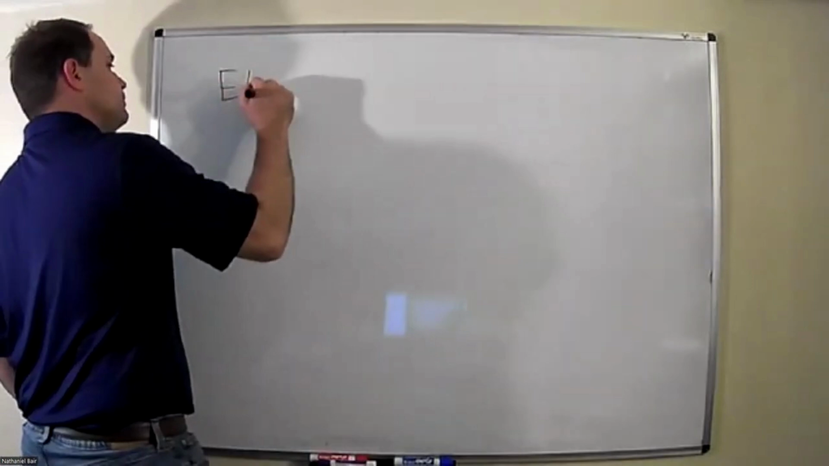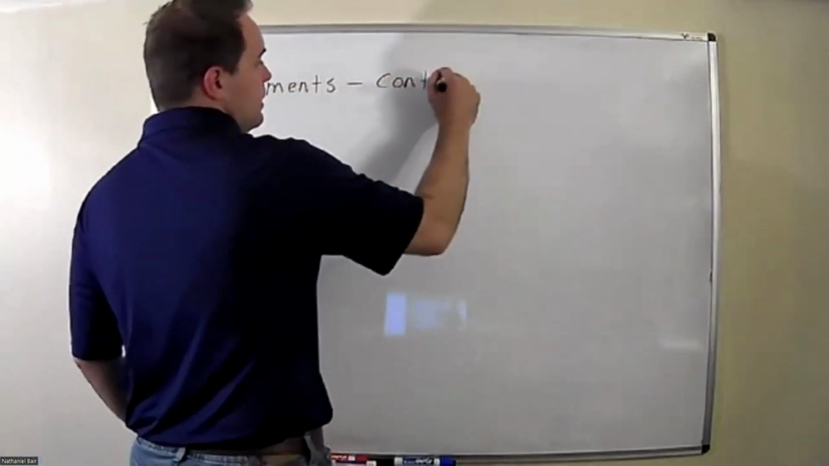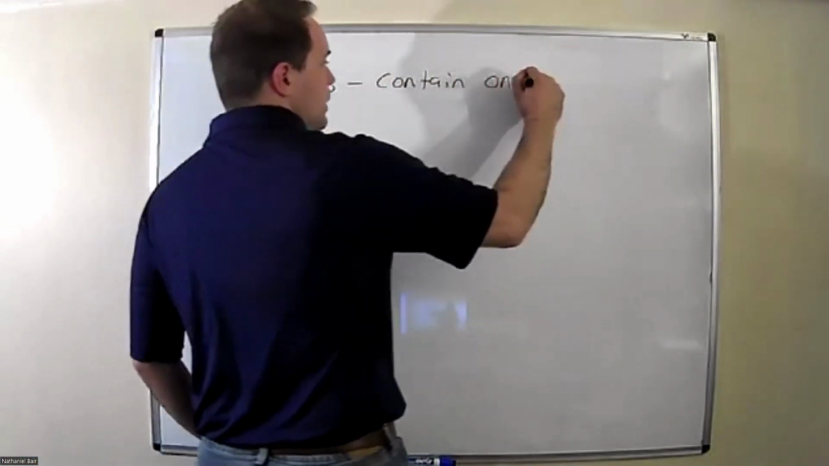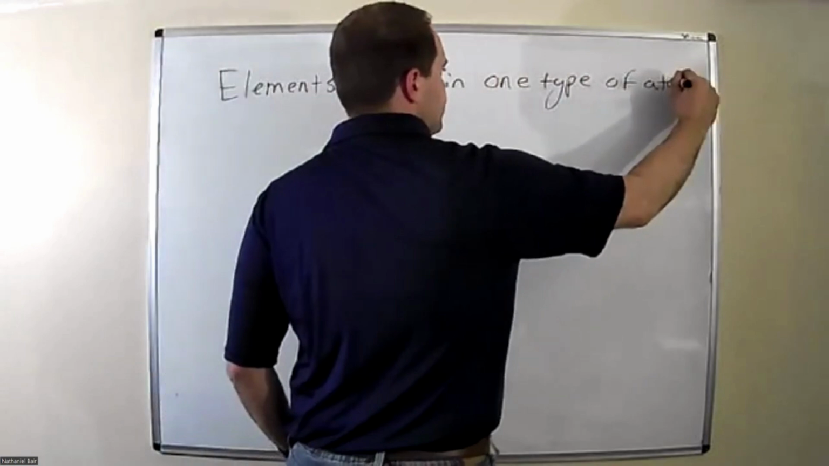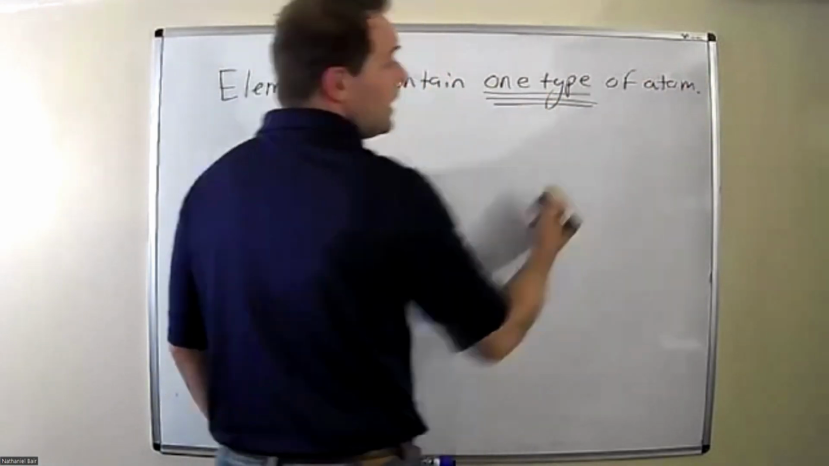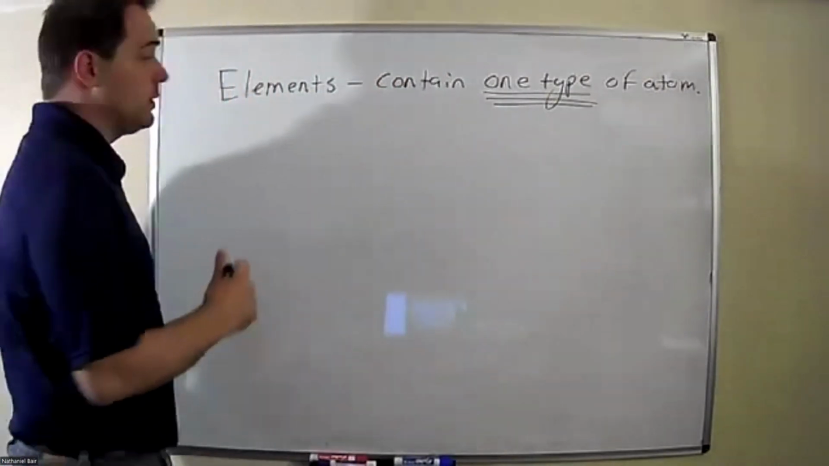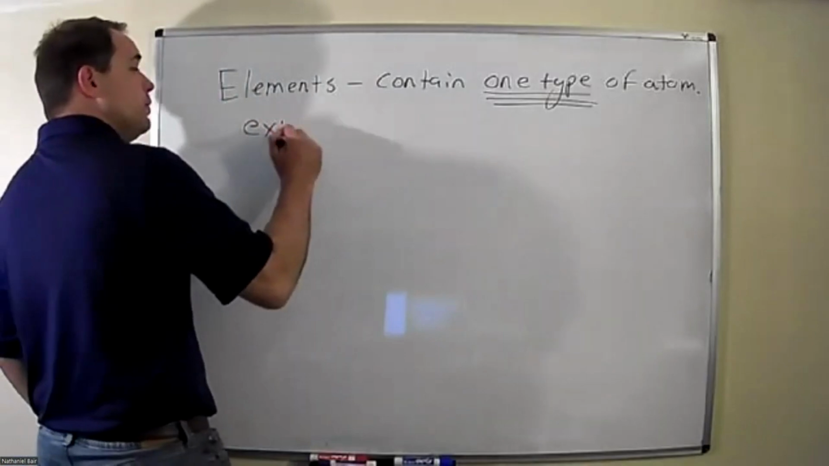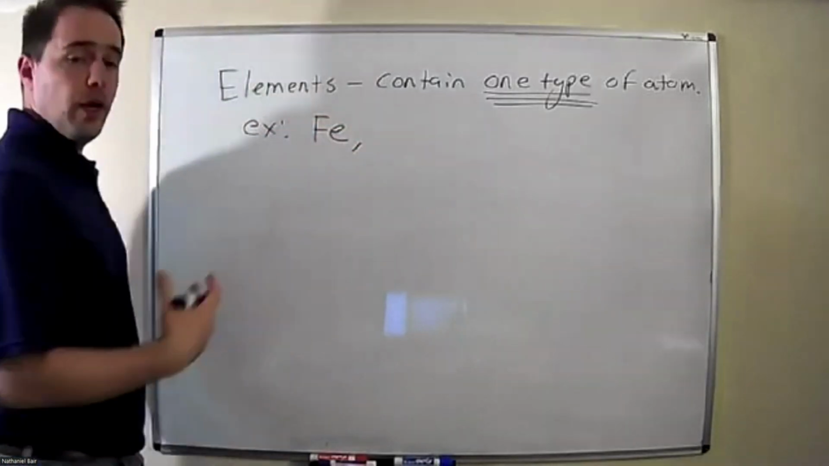Elements contain one type of atom. Keyword here, keywords, one type. Notice I didn't say one atom. They can contain one atom. So for example, you could have an individual iron atom, okay? But that's not where elements stop.